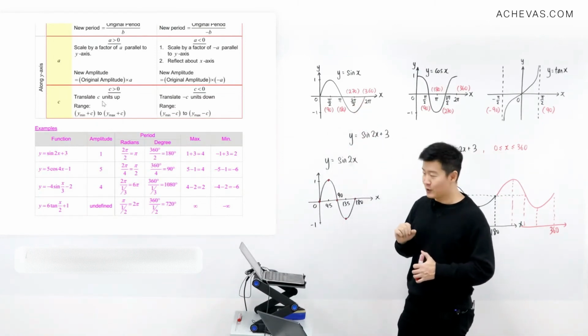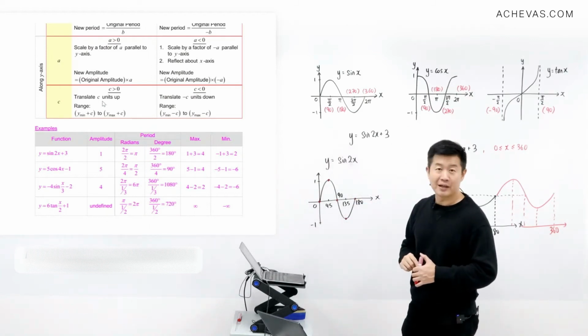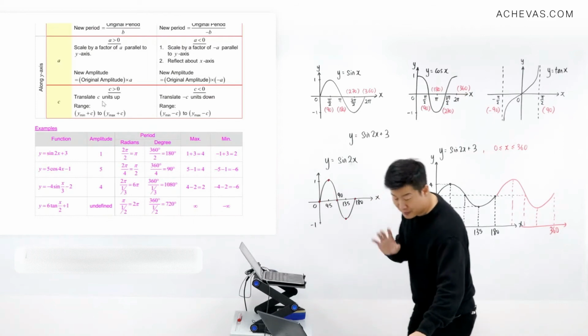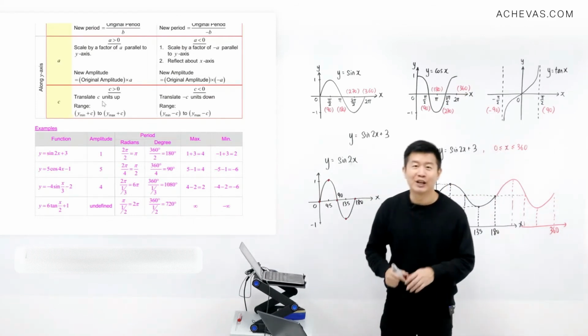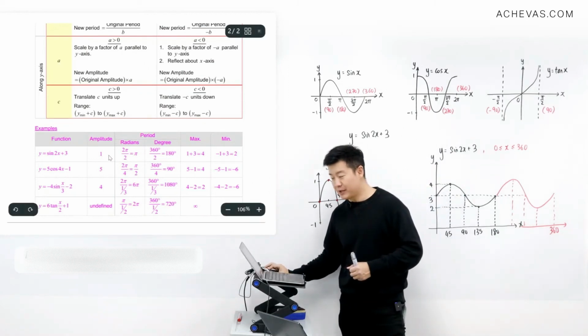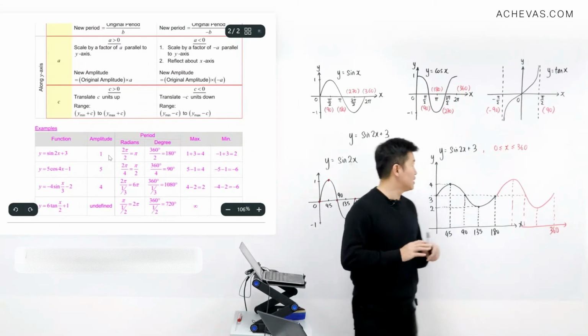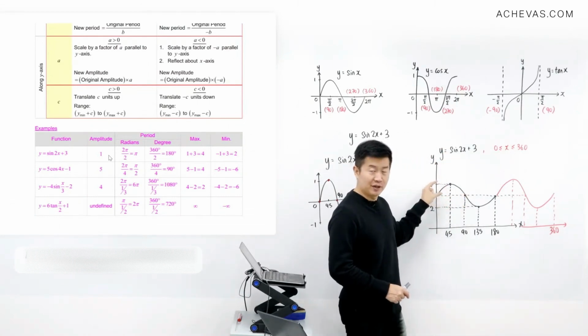Let's take a look at the other one, the graph of y is equal to 5 cosine 4x minus 1. Oh, but before that, let's talk about the features. We have forgotten about the 3 features that we have discussed previously. So, what is the new amplitude? The amplitude has not changed. The amplitude remains at 1.